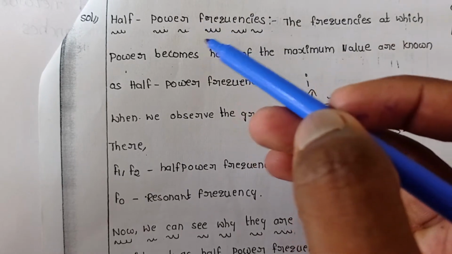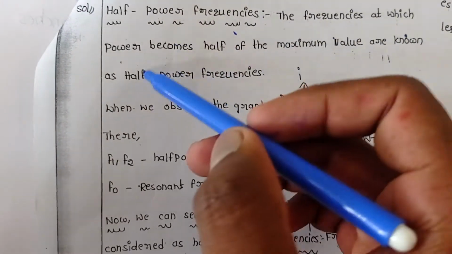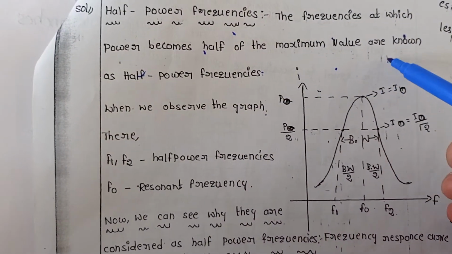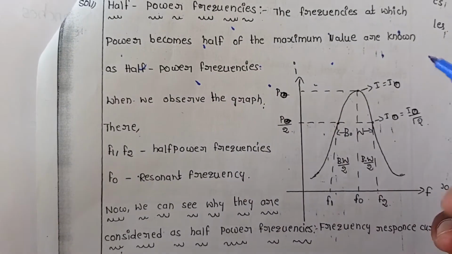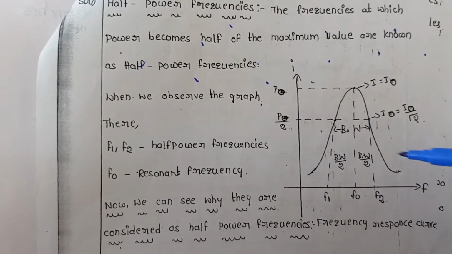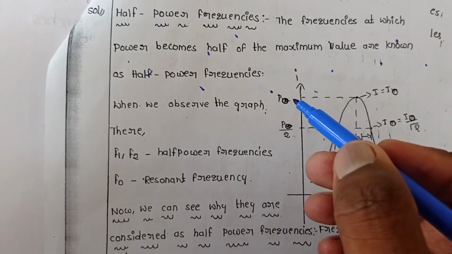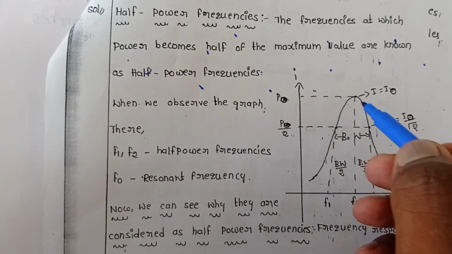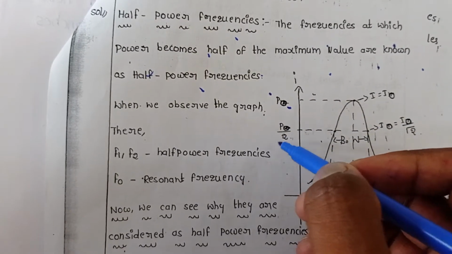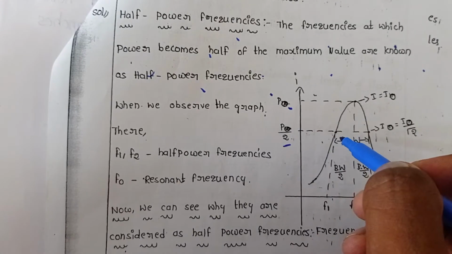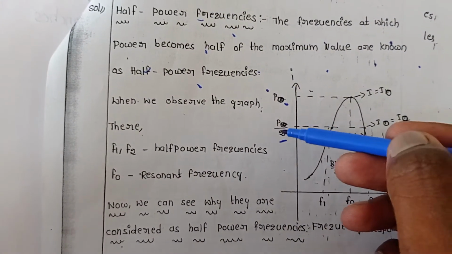First, let's see the definition. The frequencies at which the power becomes half of the maximum value are known as half power frequencies. Let's consider this graph and this signal. Here P naught is the total power of the signal at the maximum point, and P naught by 2 is the half power. The frequency at half power is nothing but the half power frequency.